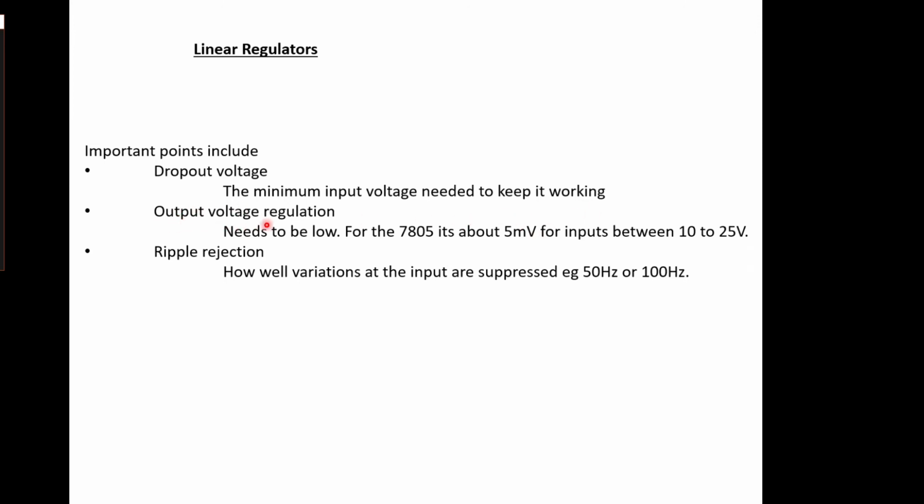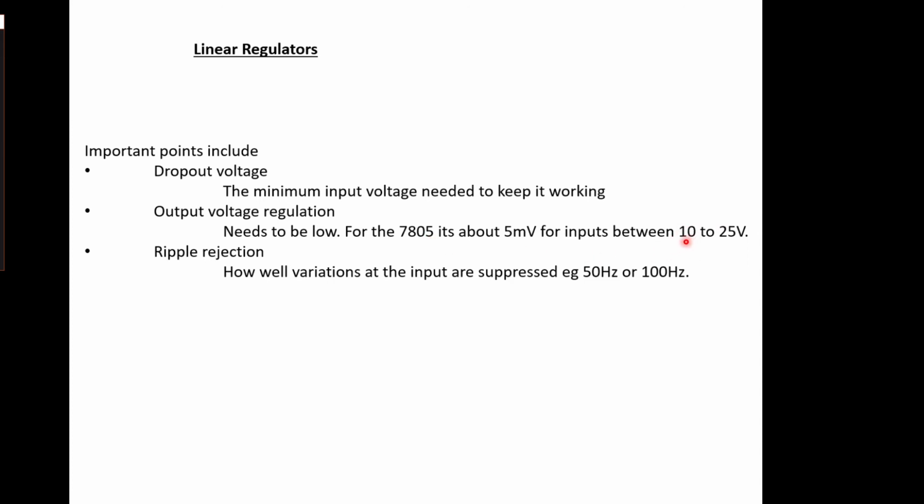Then there's output voltage regulation, which is how much the output voltage varies with changes of input voltage, and a good one will have a very low number for this. If you look at the data sheet for the 7805, it's about 5 millivolts of variation of output voltage if the input varies between 10 and 25 volts. So that's pretty good, really. You're guaranteed to get 5 volts plus or minus 5 millivolts for any input voltage between these ranges. But look, it's 10 and the output voltage is 5, so you've still got 5 volts of headroom to worry about.